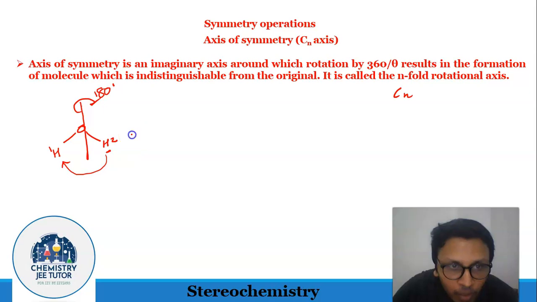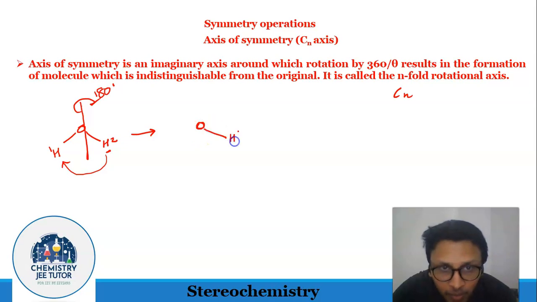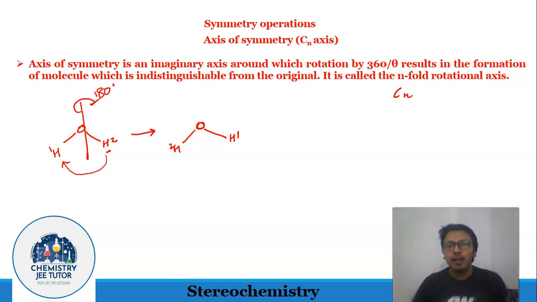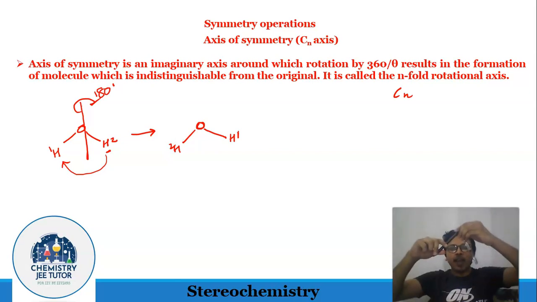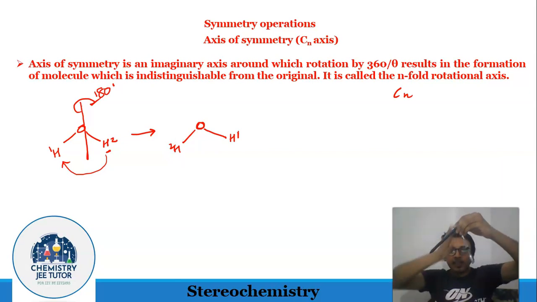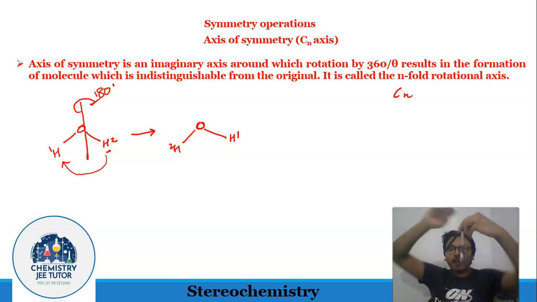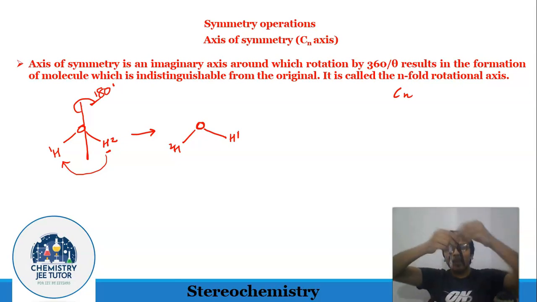Then what will be the orientation? Oxygen will remain in the position of oxygen. No problem. This H1 will come on this side on rotation by 180 degree, and this H2 will come on this side. Suppose I have it here, and I put an axis here and I rotate it by 180 degree. What happens? This is exactly what happens.